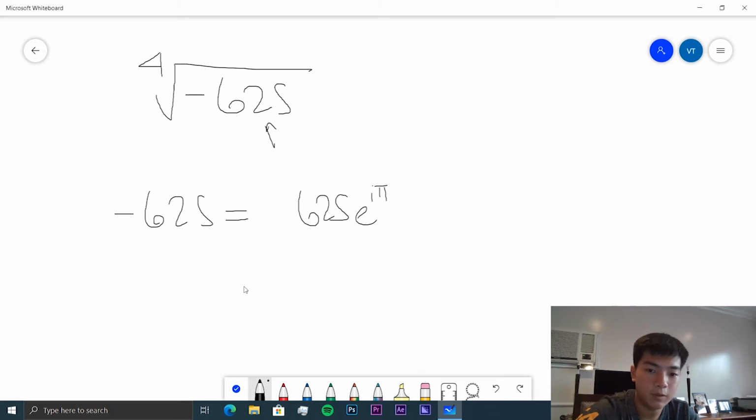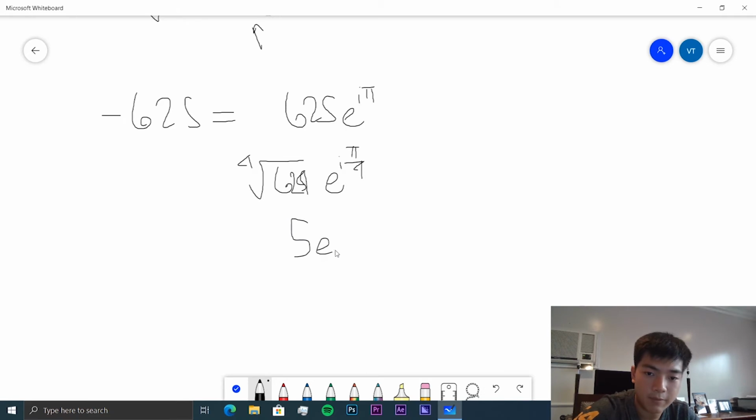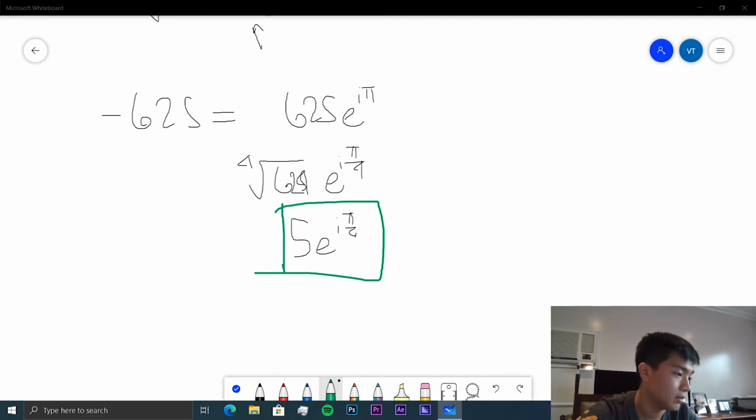So if we take the fourth root of this, it is the fourth root of 625 times e to the i pi over 4. The fourth root of 625 is 5, so this is simply 5 e to the i pi over 4. So that is the fourth root of 625 expressed in Euler's form.